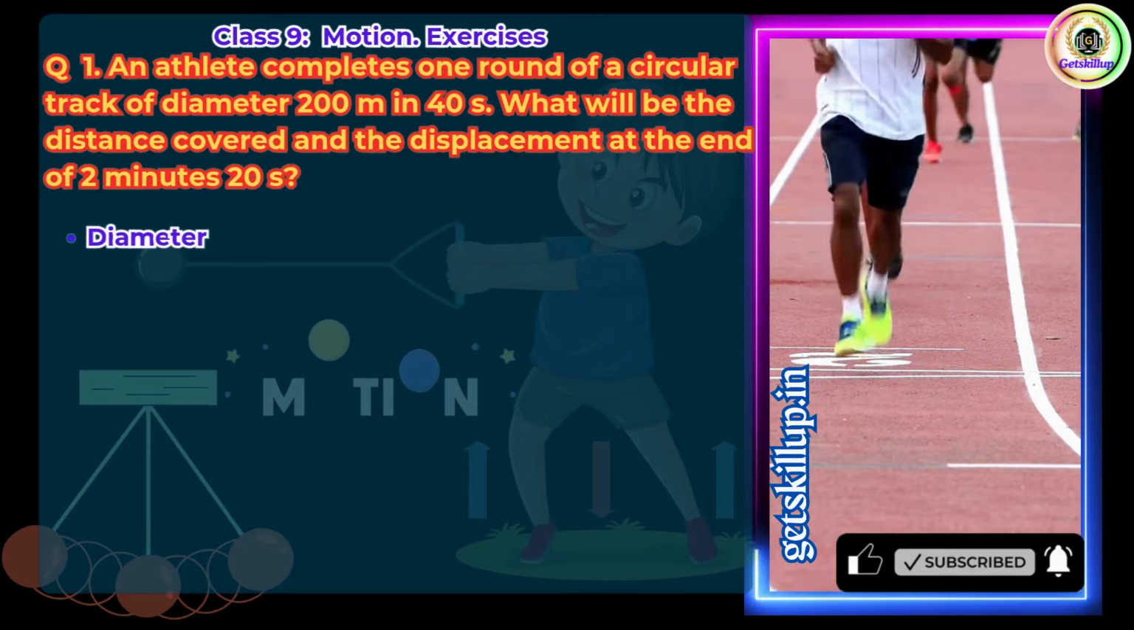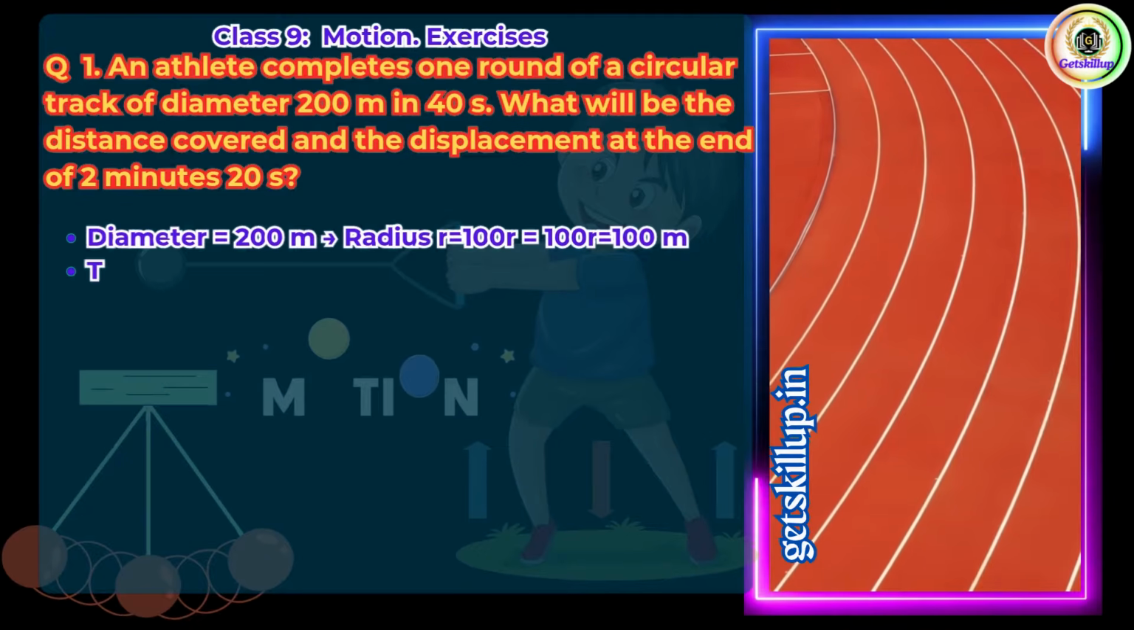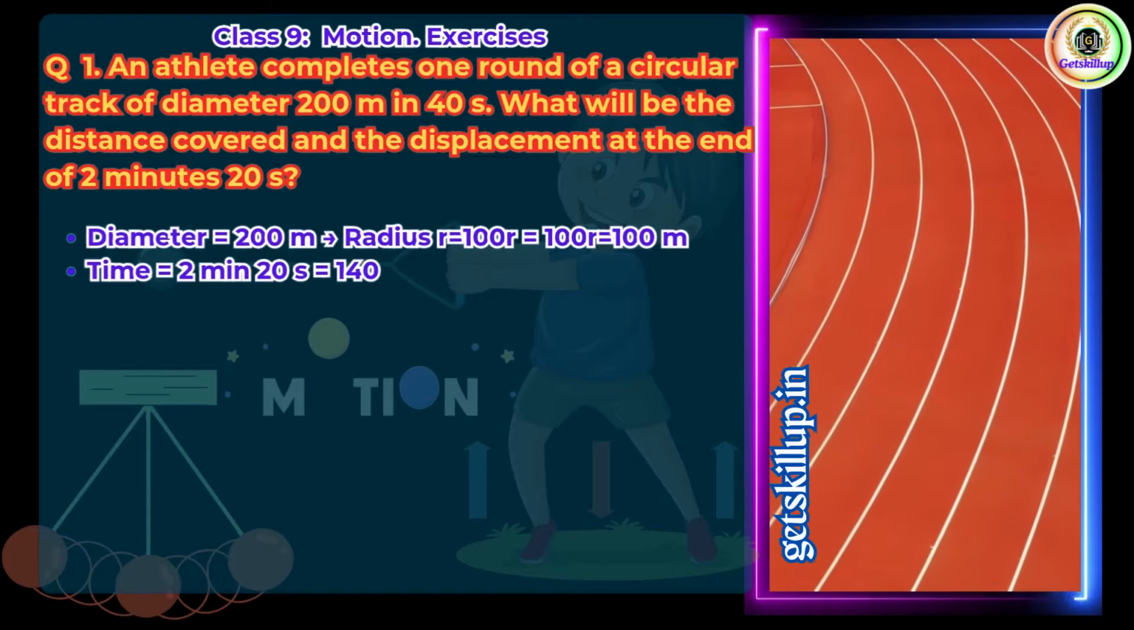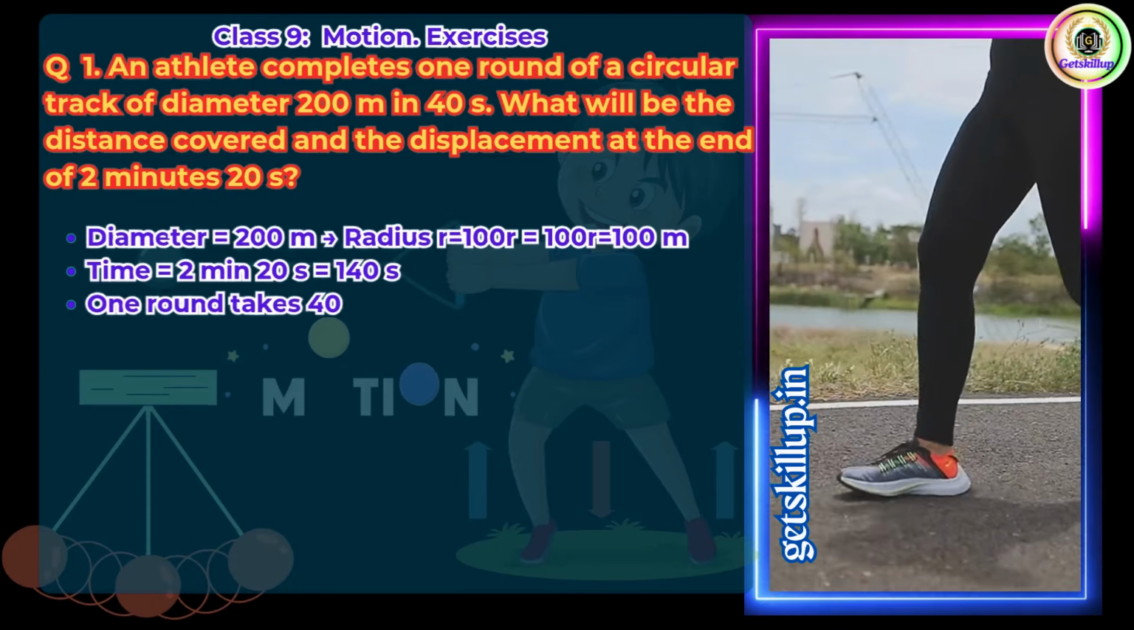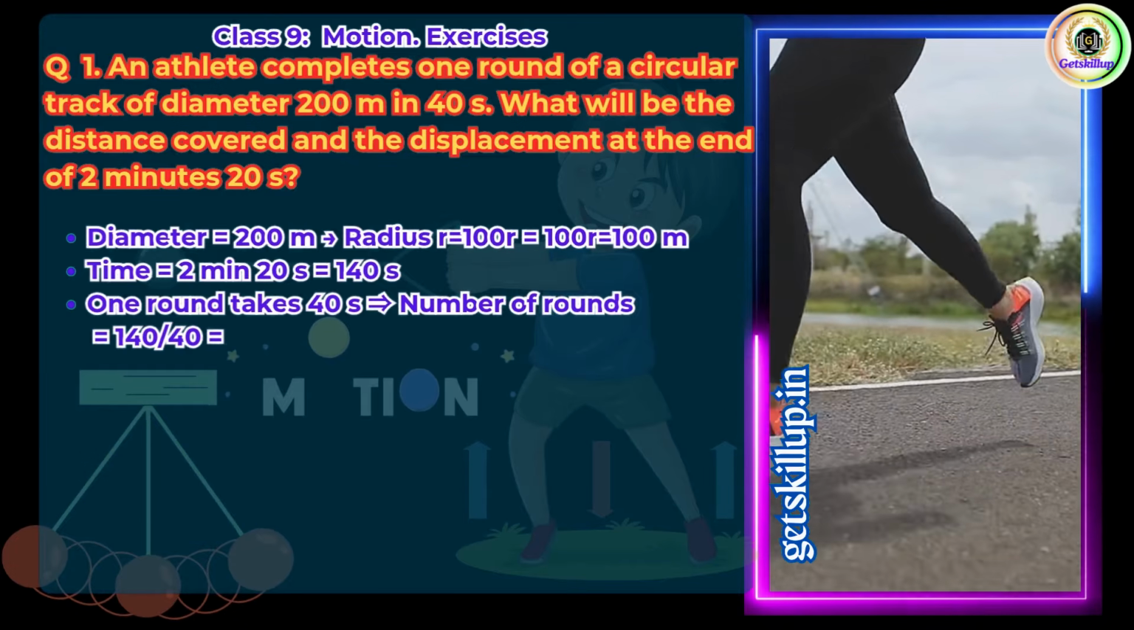Answer. Diameter equals 200 meter. Radius equals 100 meter. Time equals 2 minutes 20 seconds, which is equal to 140 seconds. One round takes 40 seconds. Number of rounds equals 140 divided by 40, which is equal to 3.5 rounds.